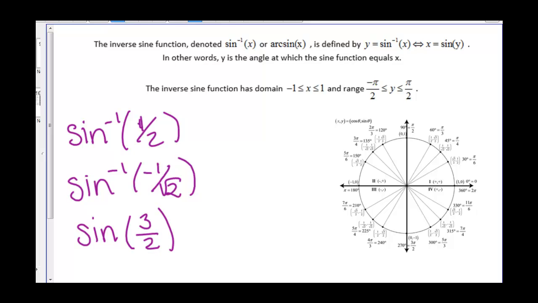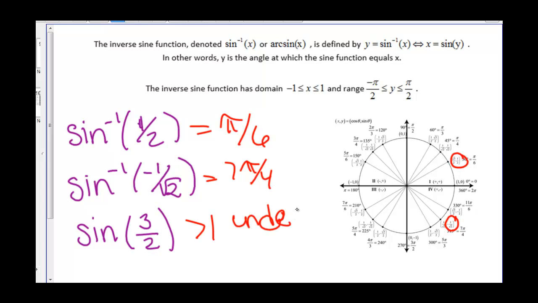Go ahead and pause the video, try these, and come back when you're ready to check your answers. So the inverse sine of 1/2: well, the sine equals a half at pi over 6. Inverse sine of negative 1 over square root of 2, we find negative 1 over square root of 2 at 7 pi over 4. Inverse sine of 3/2: well, 3/2 is bigger than 1. This is undefined.